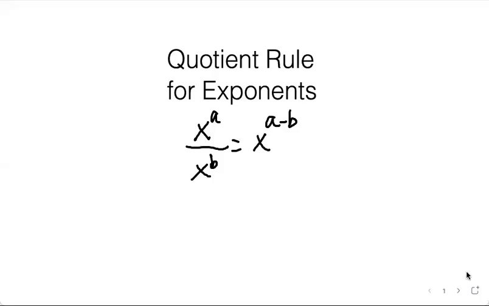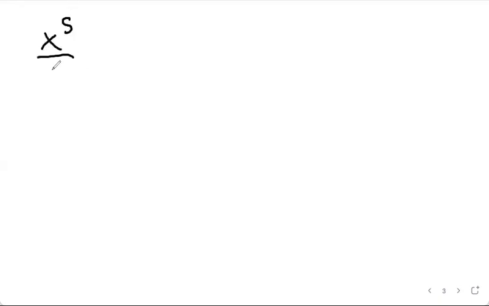In this video, I'm going to explain the quotient rule for exponents in two different ways. Here's the first way. Let's say we have x to the fifth divided by x squared. How do you do this? Well, you subtract the exponents. That's the trick here. And you get x cubed. That's the answer.